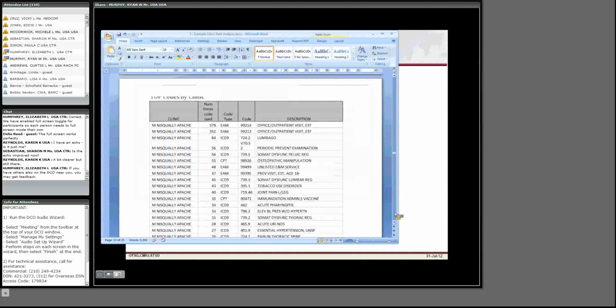And then down here is the detailed coding information broken out by clinic and then by providers. So this is your coding practices.